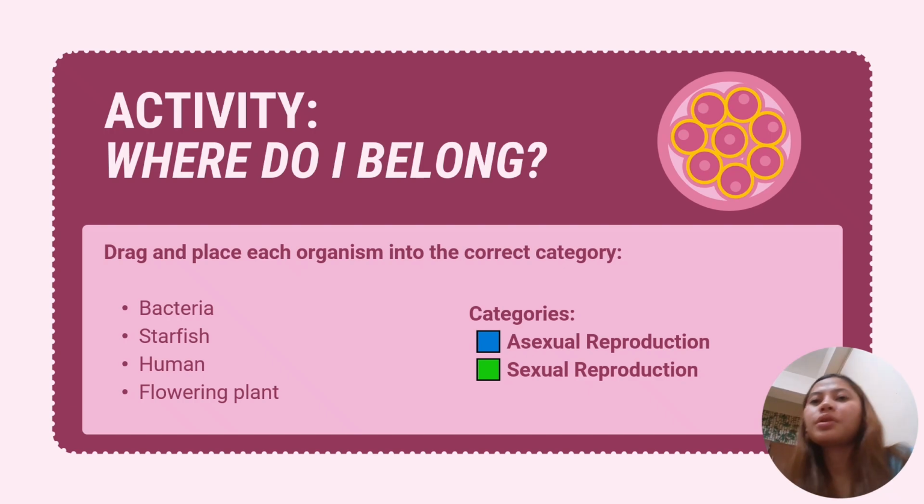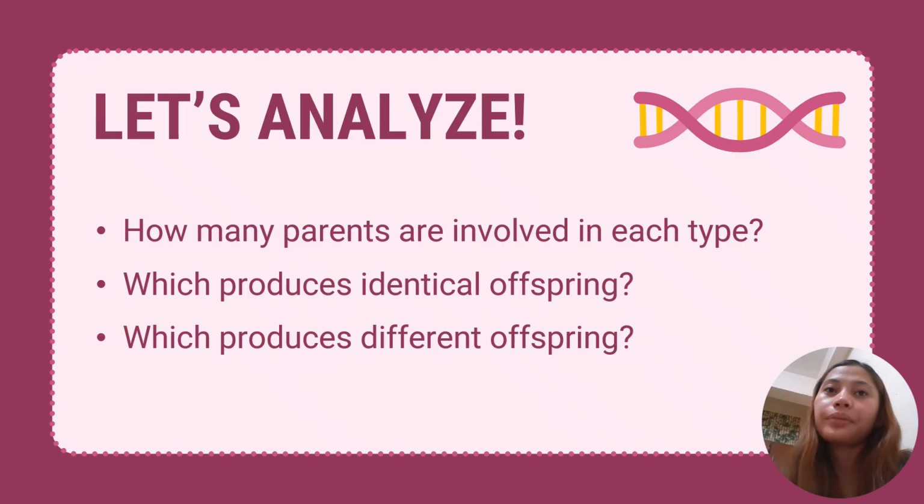Now, of course, you have questions in mind, but we will answer those later on. For now, let's think deeper. How many parents are involved in each type? Which type produces identical offspring? And which produces different offspring? Keep these questions in mind as we move forward. Reproduction is one of the most important processes in biology. It allows living things to create new individuals and continue their species.